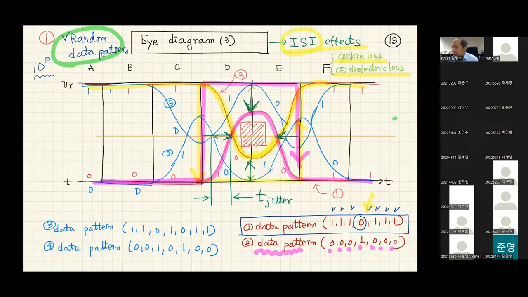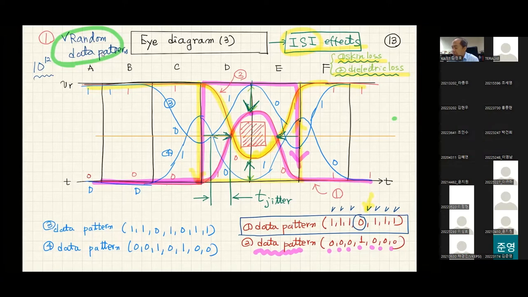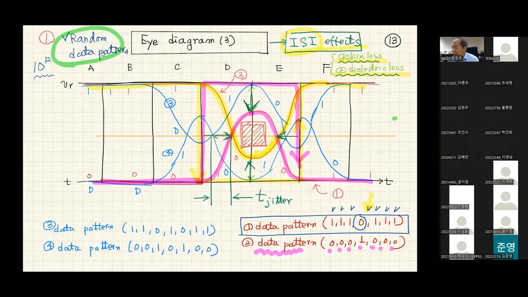That is basically caused by the ISI effect, which comes from skin effect loss and dielectric loss. You remember that the data rate requirement is constantly increasing, so we are pushed into higher and higher frequency ranges, and that means we will suffer more and more reduction of the eye mask, I mean the window for setup and hold time.